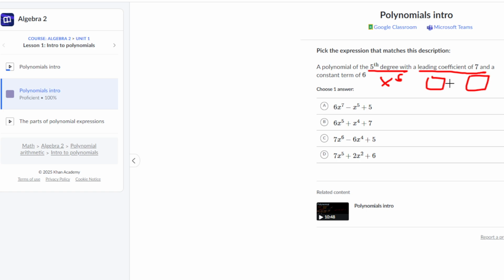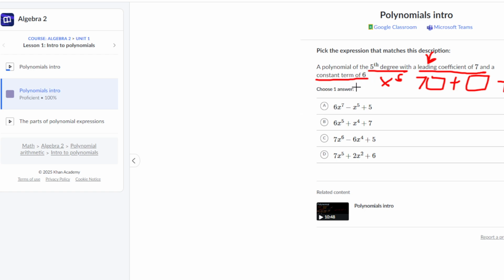let's say, for example, we have boxes, right? Here, all I'm saying is that the leading coefficient would be 7. The value at the very front should be a 7. That is what it means when it is saying leading, leading being leader, as an example. And a constant term of 6.